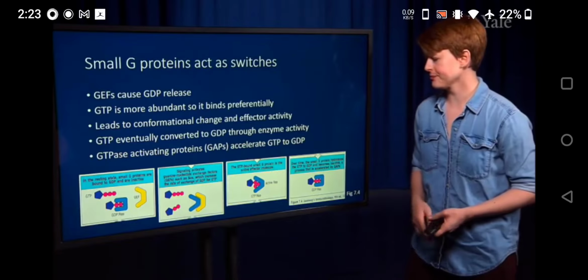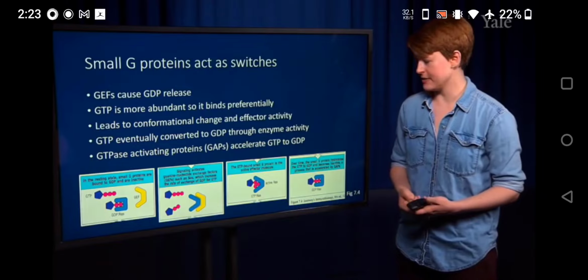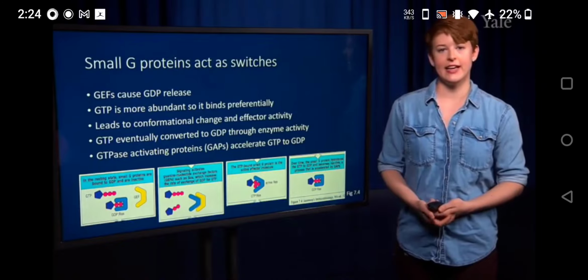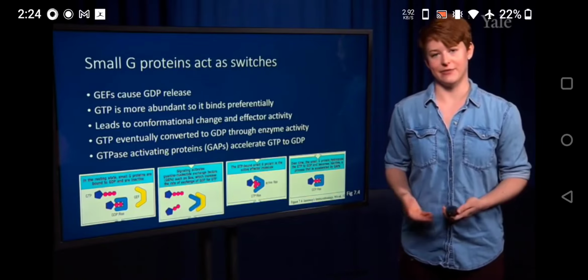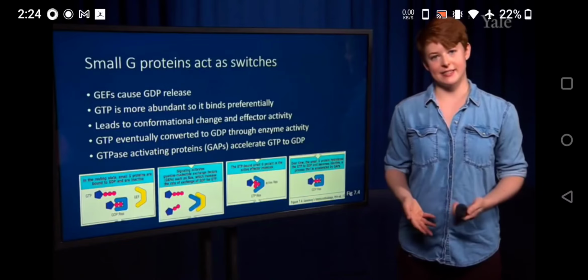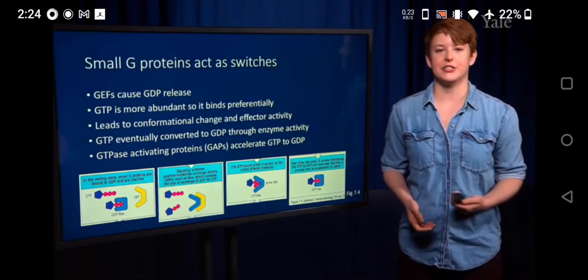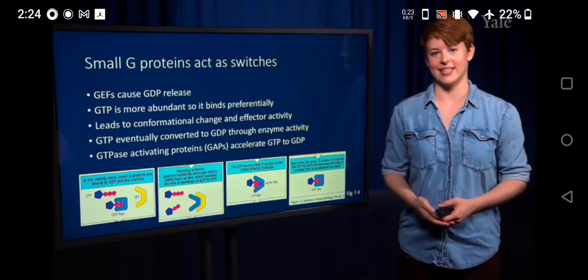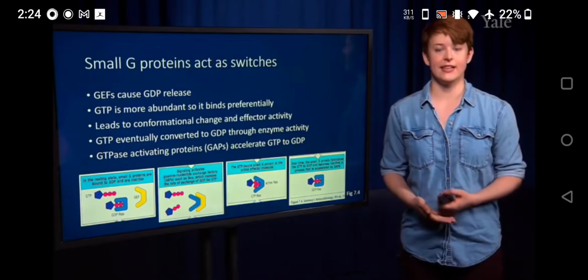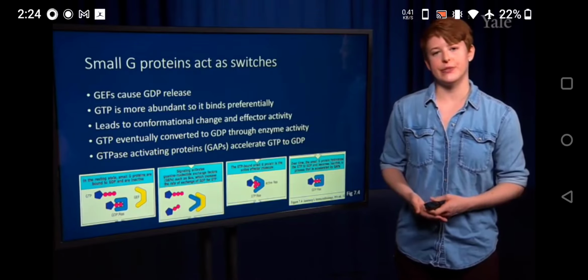When bound to GTP, this small G protein is active as an effector molecule. It can interact with and influence other proteins. However, over time, the enzymatic activity of the GTPase returns this to GDP, where it is not as active. So the activity of GTPases is determined through this conversion between GTP and GDP.